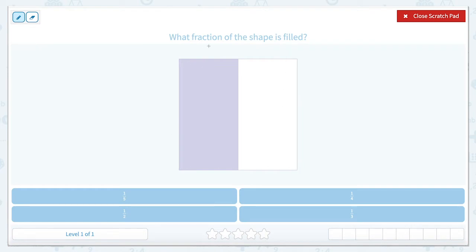And if we look, there's one, two equal parts. So if there's two equal parts, the denominator, or the bottom number of our fraction, is the total number of equal parts. Then the top number of our fraction, or our numerator, is going to be the number of shaded parts. So in this case, it's one. So this piece right here is worth one half. And this piece is also worth one half.